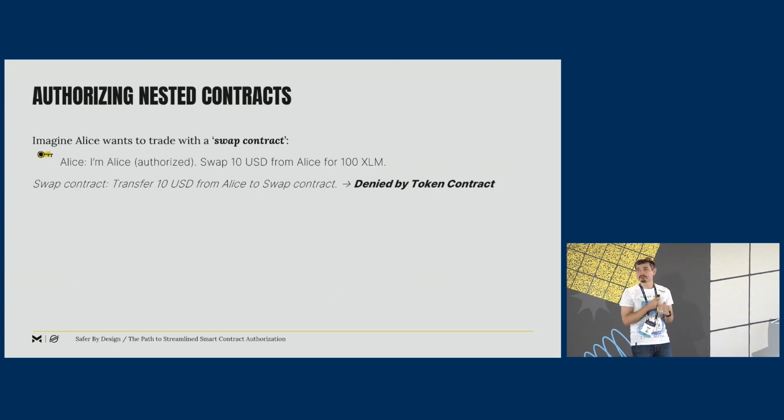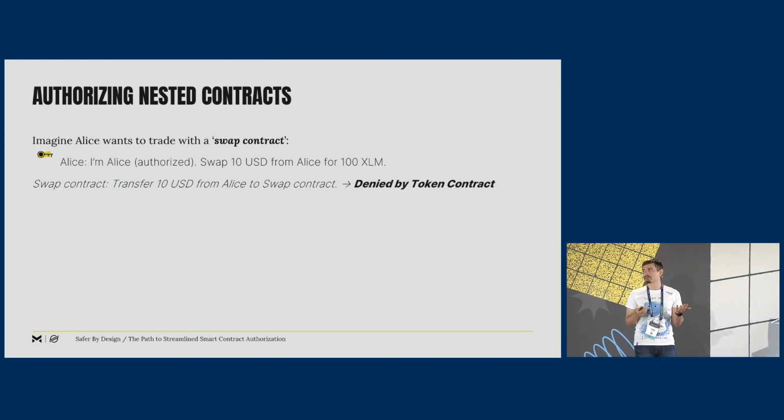Okay, now to the complex stuff. What if we want to do something more complicated than just transferring a token from one account to another? For example, Alice wants to trade with some swap contract. And the idea of the swap contract is that Alice puts some amount of one token and gets some amount of another token back. It doesn't really matter how it is implemented.